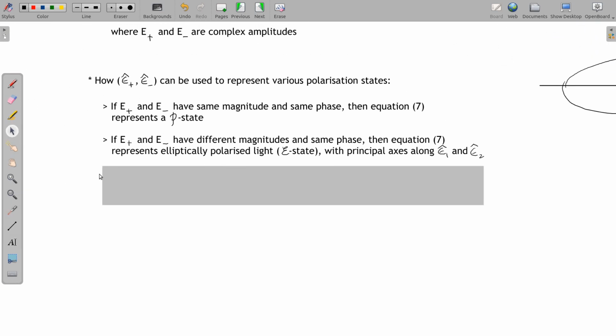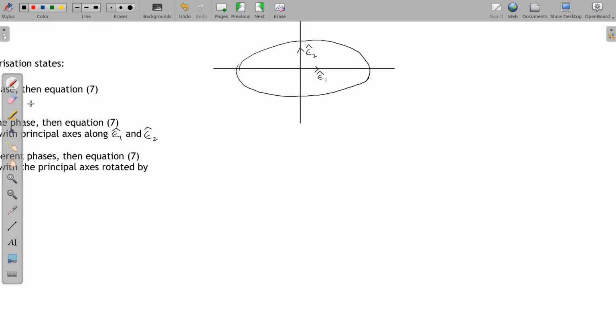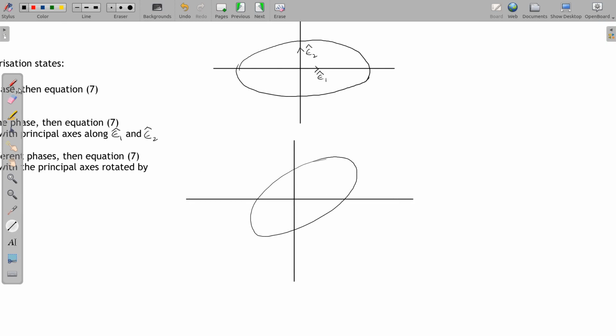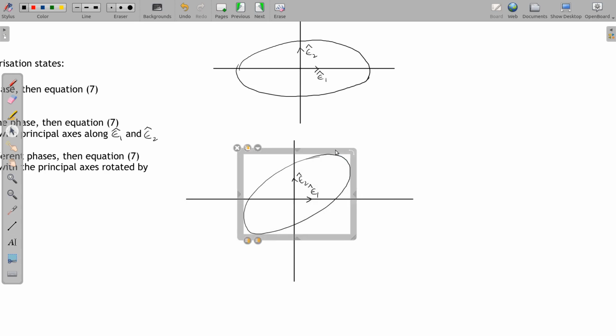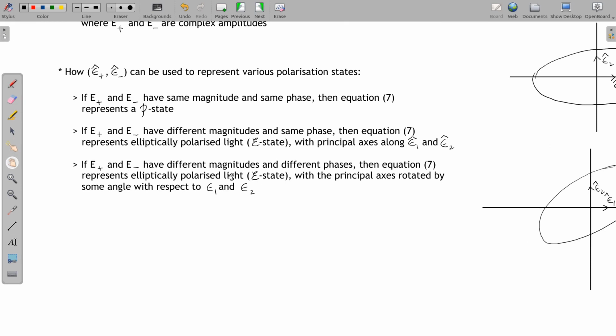But on the other hand, if we have different magnitudes and different phases, then in general that is going to be in some random direction. This is going to be the direction of polarization. It will be elliptically polarized, but in some random direction. So if this is epsilon 1, and let's say this is epsilon 2, this is going to be the envelope, the tip of the electric field vector. It's going to be in some random elliptical direction. So that's the general elliptical state.